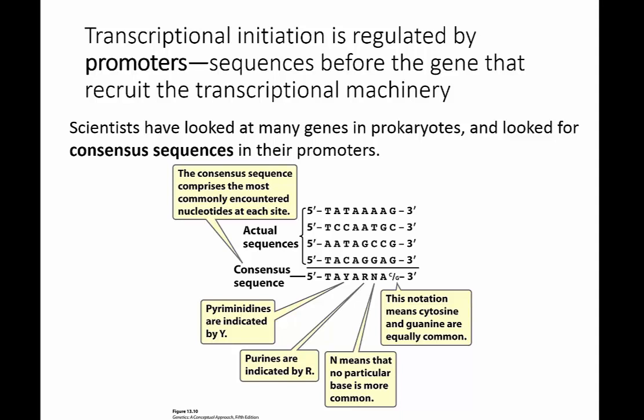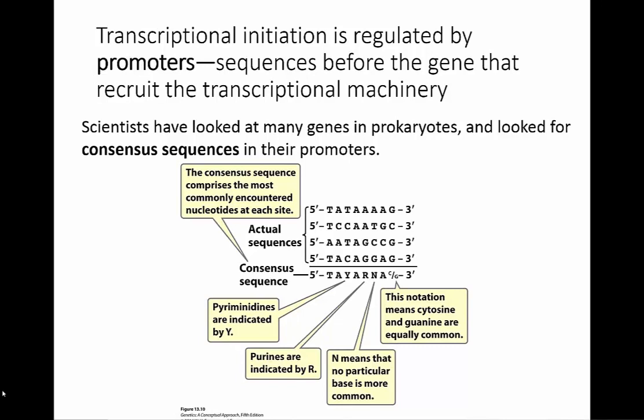So I just want to tell you, first of all, what a consensus sequence is. If you look at a lot of different promoters, right before the place where the gene starts being transcribed, you find certain sequences. And if you look at a lot of different genes, you'll find that there are some similarities between those sequences. What scientists can do, along with the aid of computers, is come up with a preferred sequence called a consensus sequence, which is the most likely base to be found in a particular position.